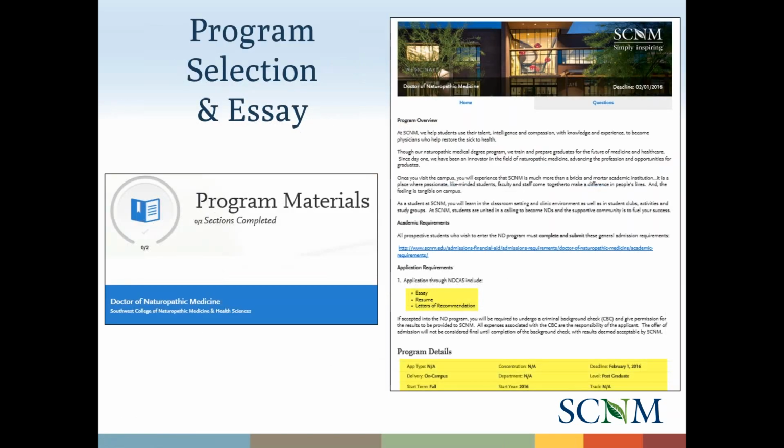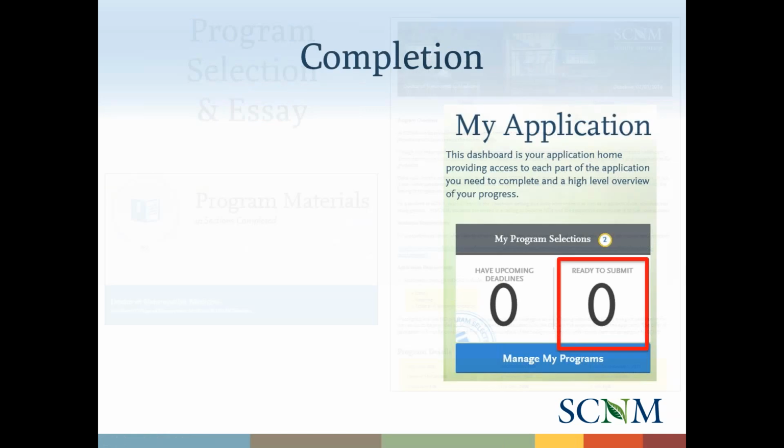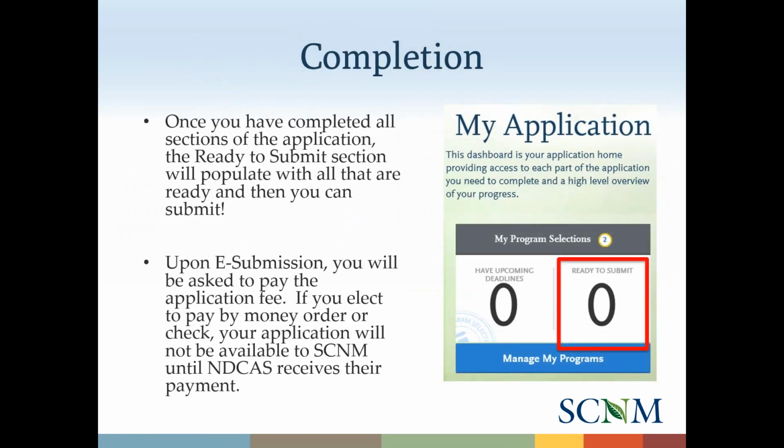Okay. So again, this just kind of shows you the program materials section for SCNM, and I'll toggle over and show you that in the system. And then once you have completed all of the information, once you're ready to submit, this 0 will change to a 1 if you're only applying to 1 school, to 2 if you're applying to 2 schools, and then once you're ready to submit, you would then make your application payment, and then your information would be submitted.